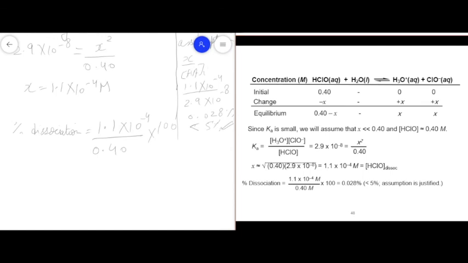Oh, that was the answer of percent dissociation, not confirming the assumption. Anyways, you should try and confirm the assumption. Let me write this down right here. So 1.1 times 10 raised to the minus 4, this is coming out to 0.028%.